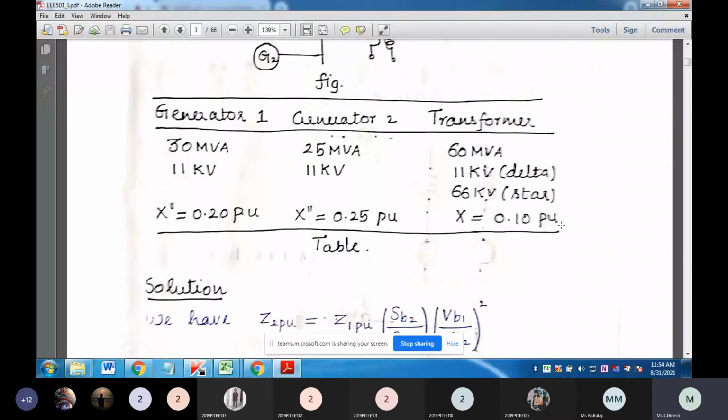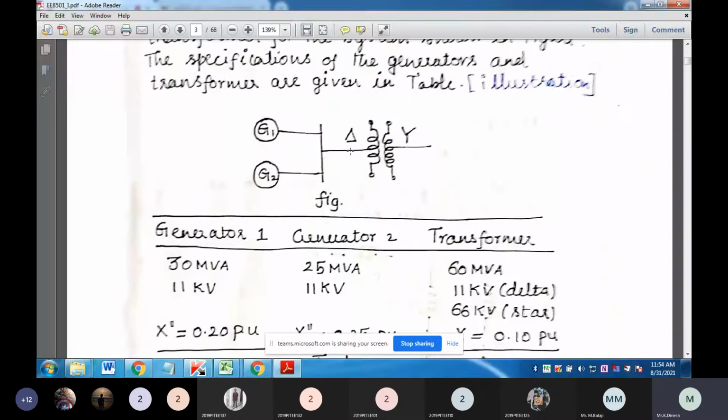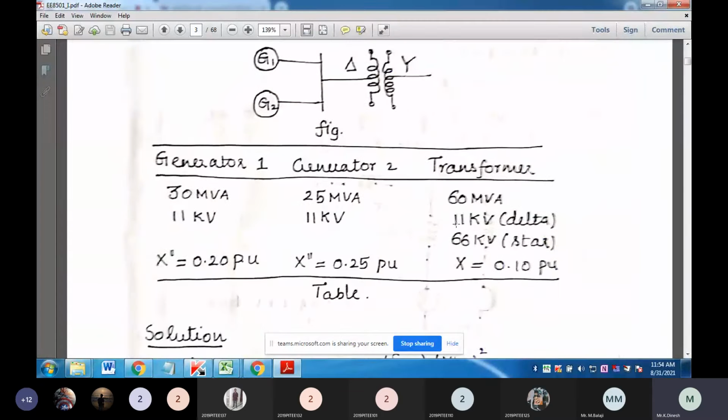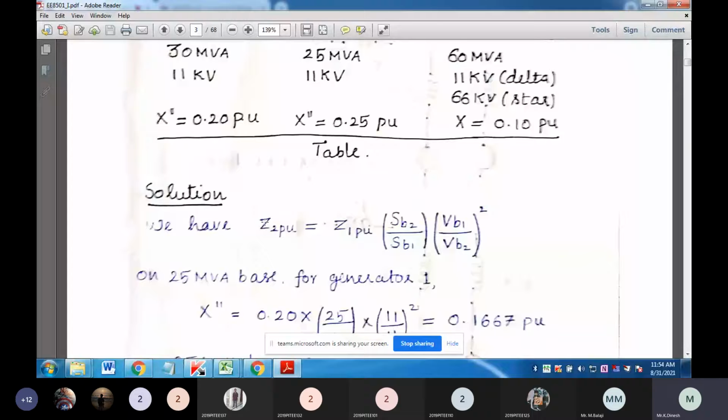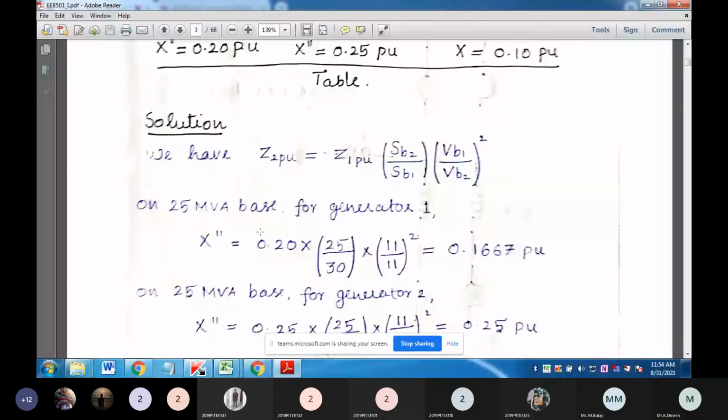In previous cases, the values were marked in the diagram itself or given in the question itself. In this case they are given in the table. So we are going to find out the base values. The base is provided: 25 MVA base, 30 MVA base, mentioned like that. So I am considering my 25 MVA as base for the generator.